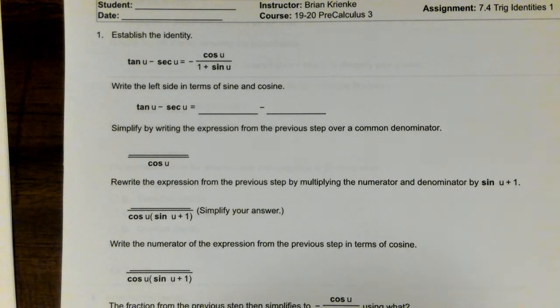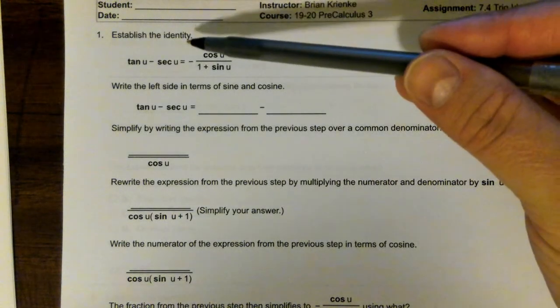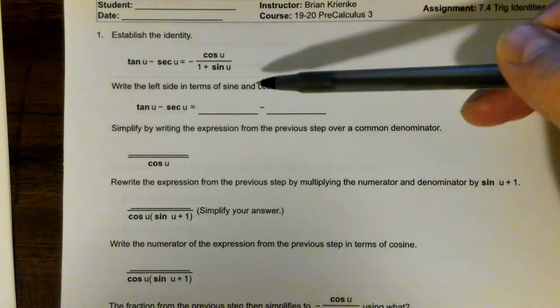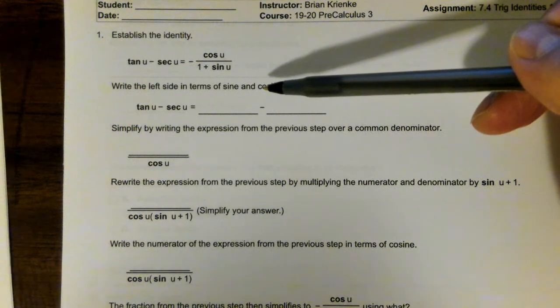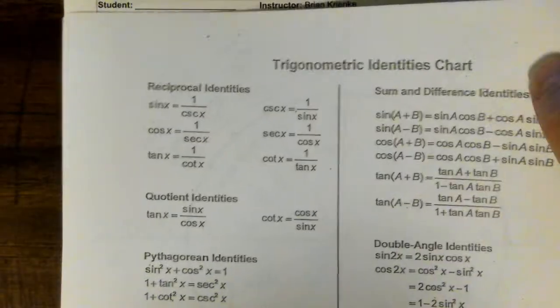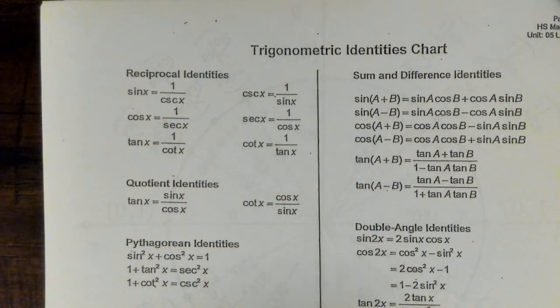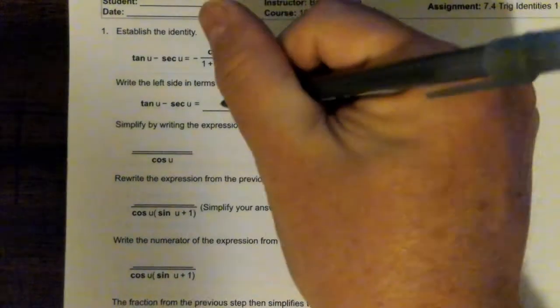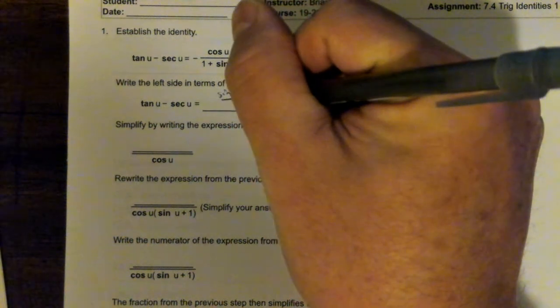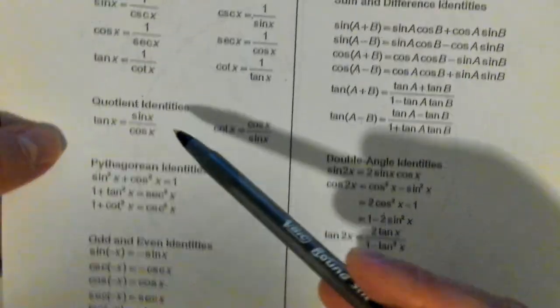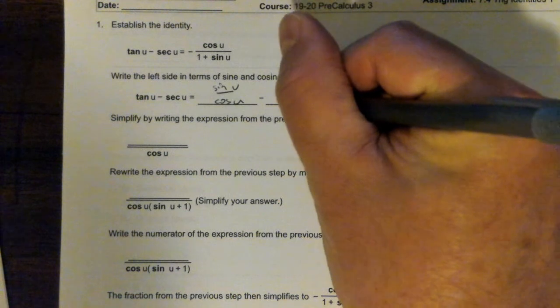So the first thing is you have tan u minus secant u equal negative cosine u over 1 plus sine u. And it says write the left side in terms of sine and cosine. So what you would do is look at your trig chart. You have a quotient identity that has tangent as sine over cosine. So this needs to be sine u over cosine u. And the next one says secant u. So you look at your reciprocal identity, and it's 1 over cosine u.